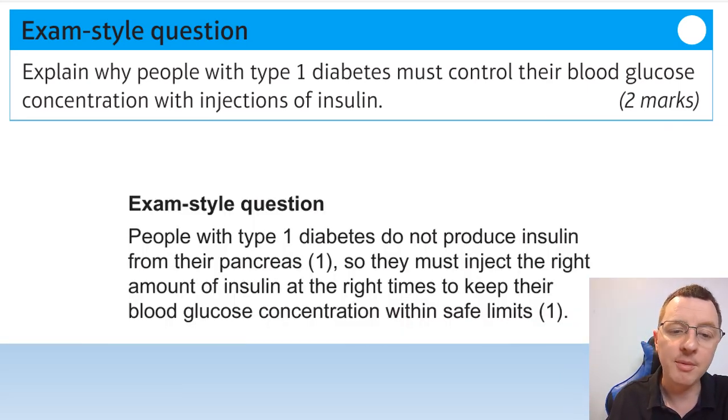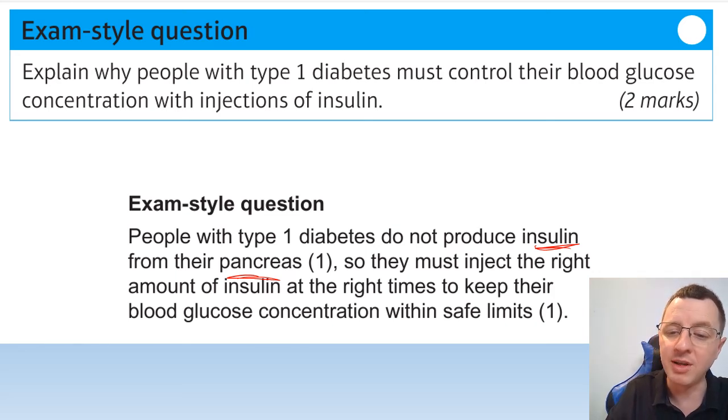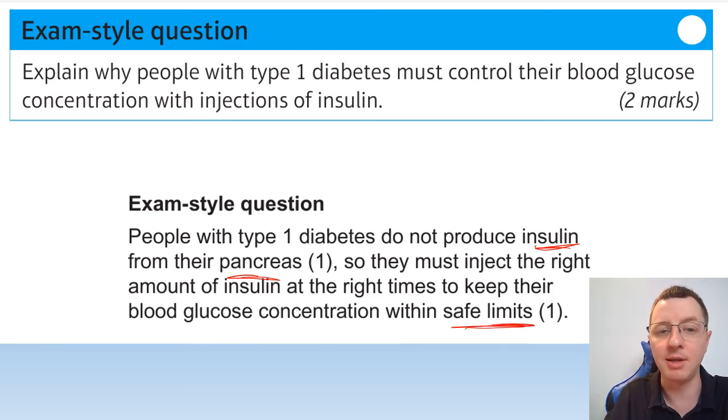Well, here's the answer. People with type 1 diabetes do not produce insulin from their pancreas. Both areas would be needed for that point. So they must inject the right amount of insulin at the right times to keep their blood glucose concentration within safe limits.